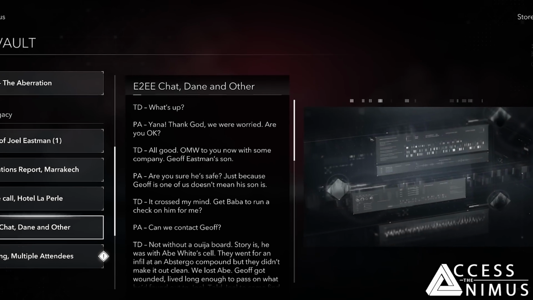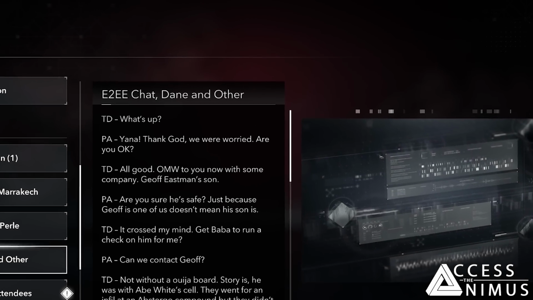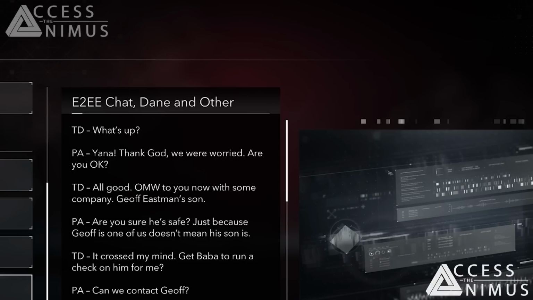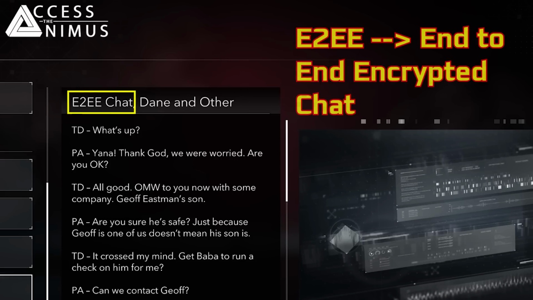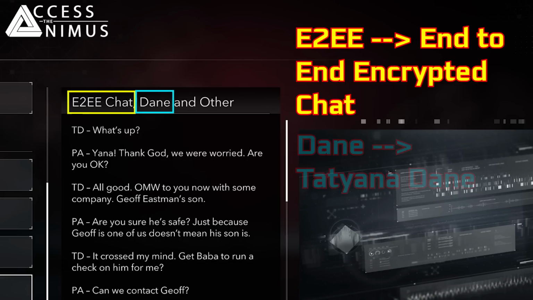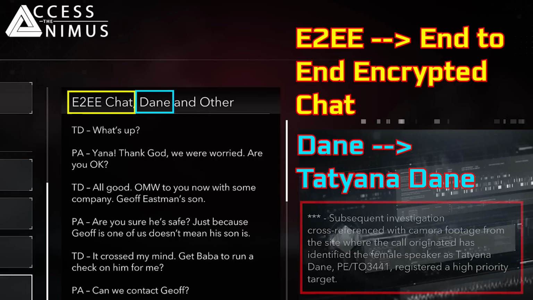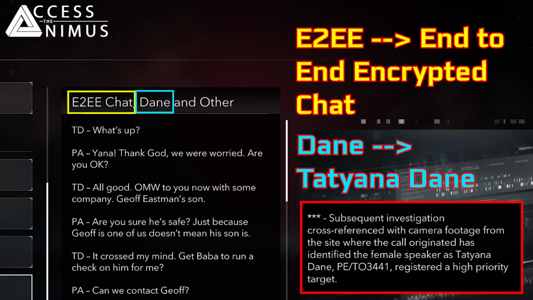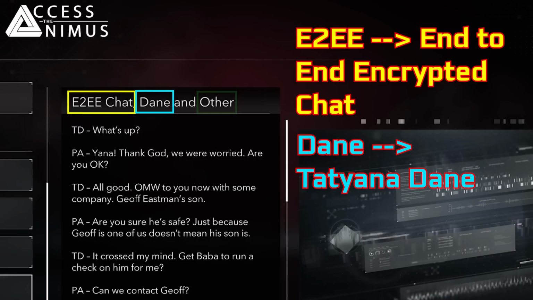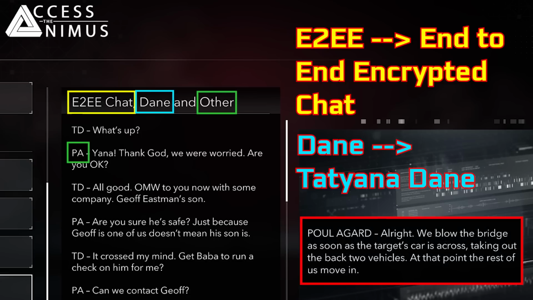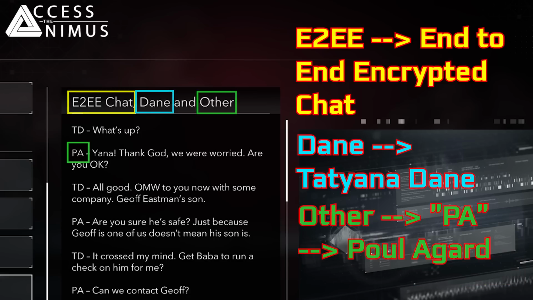The fourth file of the legacy group is called E2EE Chat, Dane and Other, where E2EE Chat means end-to-end encrypted chat, well, clearly not so encrypted, and like the title says, it's a chat between Dane and Other, where Dane is Tatiana Dane, the lady that just had a chat with Joel Eastman, here also called Yana and indicated in the chat as TD, while the other person is indicated as PA, and from subsequent files we know his name is actually Paul Agar.